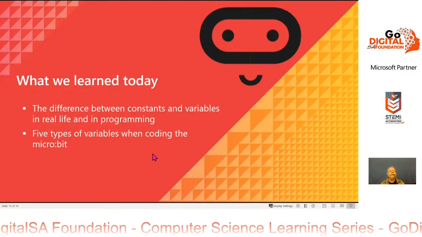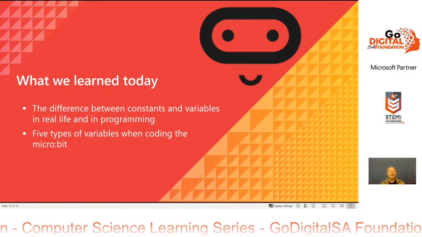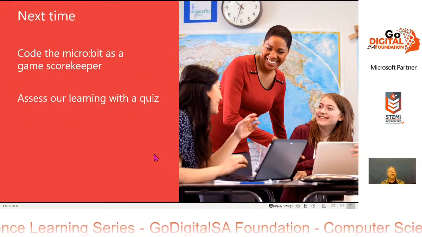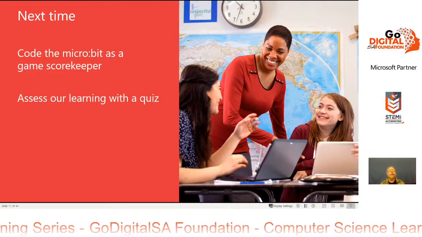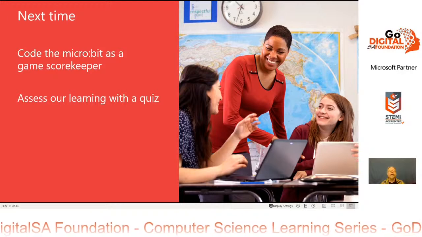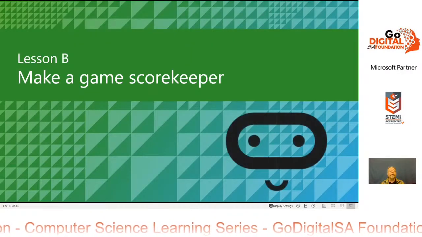So we learned about constants and variables in real life and in programming, and we learned about the 5 types of variables when coding the microbit. So in lesson B, we're going to code the microbit as a game scorekeeper, and then we'll take a quiz. So lesson B, make a game scorekeeper.